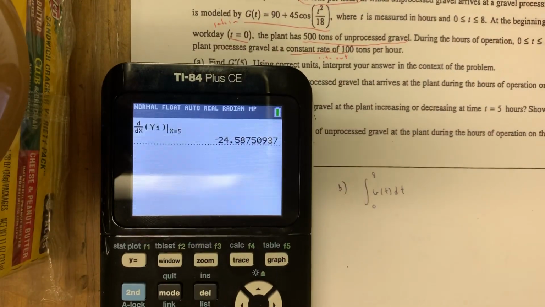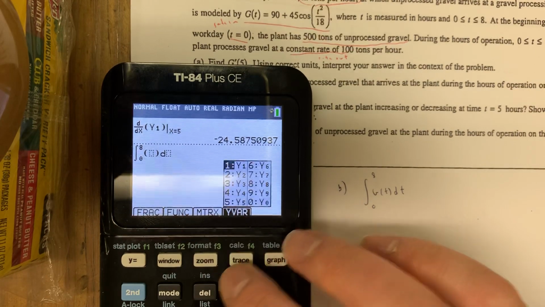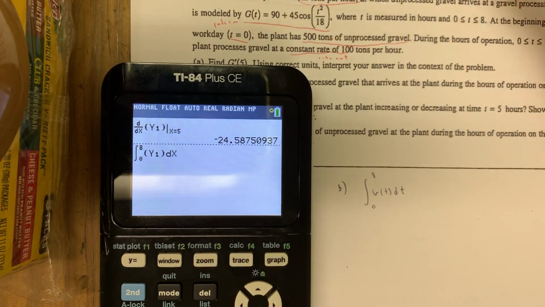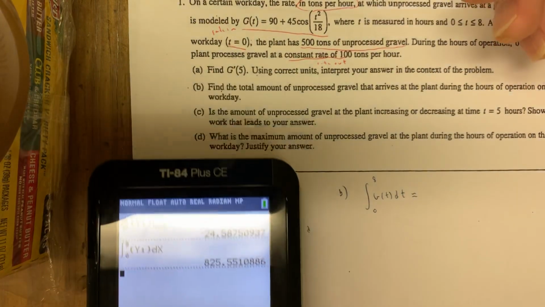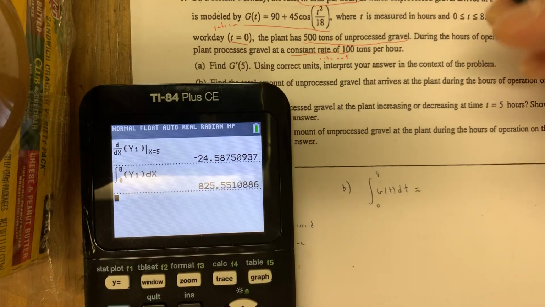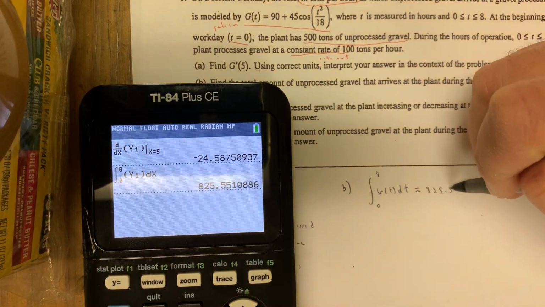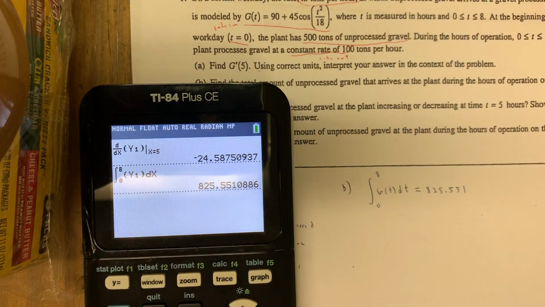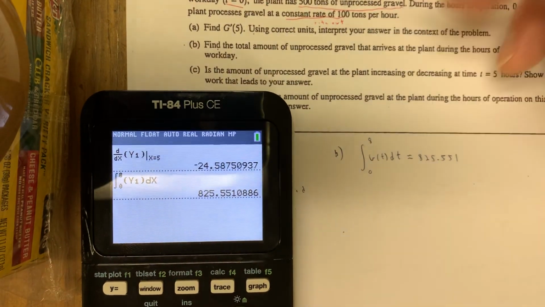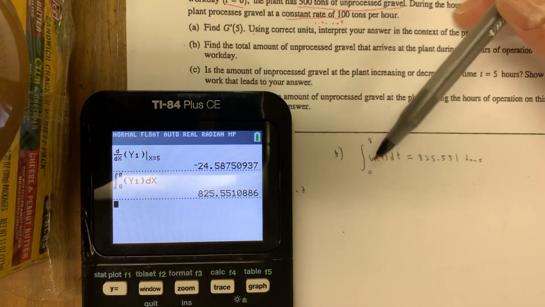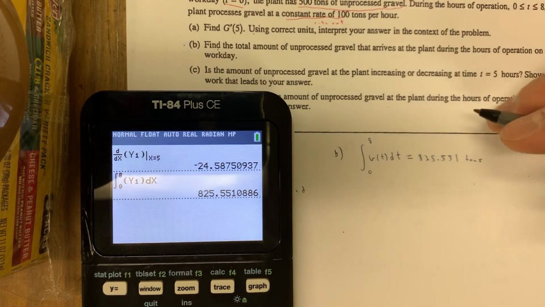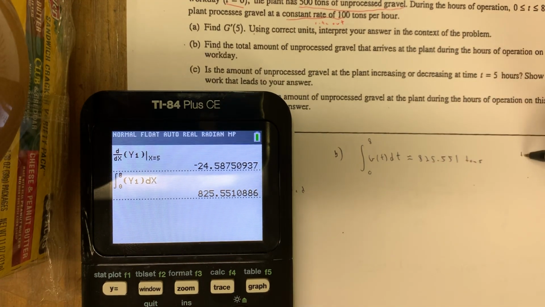So let's integrate the rate at which the gravel arrives, with respect to x. Okay, and I'm going to get approximately, and what do they say here? Do I want to round? Find the total amount. It doesn't say to round, so approximately 825.551 units. I need units, and it's giving us the amount of the gravel, so that's going to be in tons. You could also think about it this way: if you integrate, you multiply units. You're integrating tons per hour with respect to hours, so you're multiplying by hours.